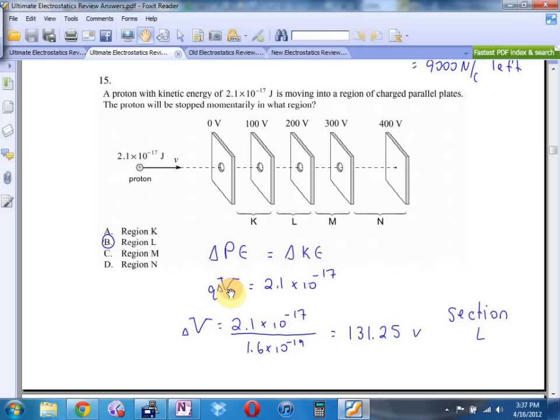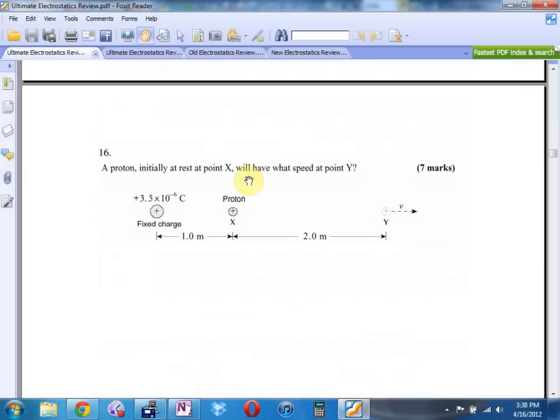I said, well, potential energy is Q change in voltage. Kinetic, they told me. Oh, and I know Q on a proton, yes. So I divided by Q, and I said, well, once I've hit 131.25 volts, that's when all of my potential has become kinetic. In what section am I going to run into 131.25 volts if I'm starting at 0 here? Section L. In fact, it would go right here, it would come to a stop for a split second, and then it would start getting repelled back. Sort of like throwing something up and having it come back down. Instead of a height, we found the volt. So that's kind of a neat one.